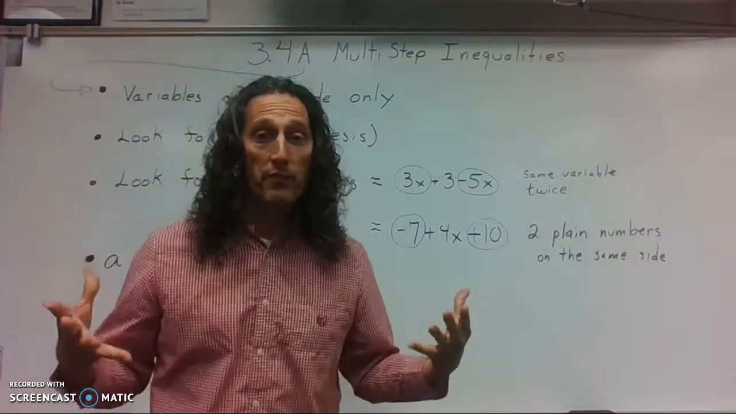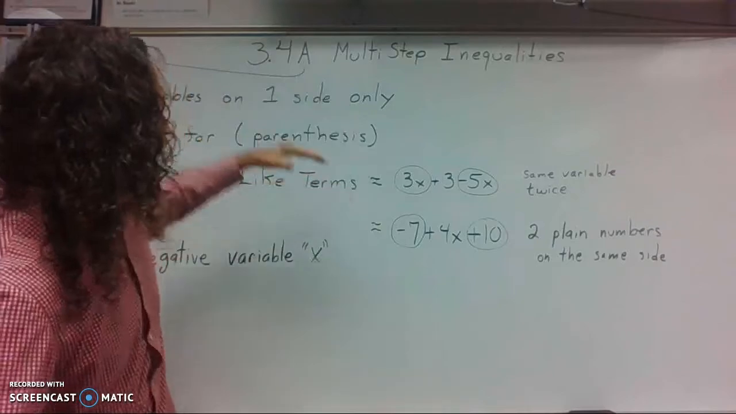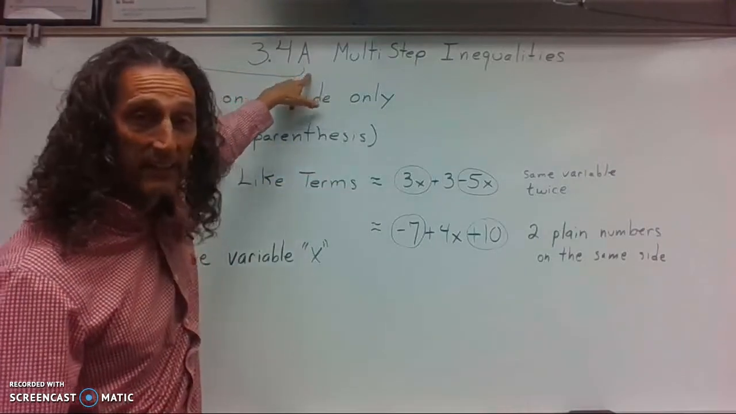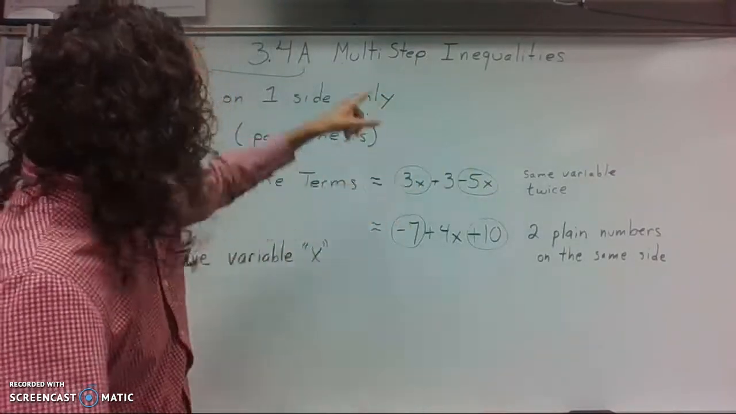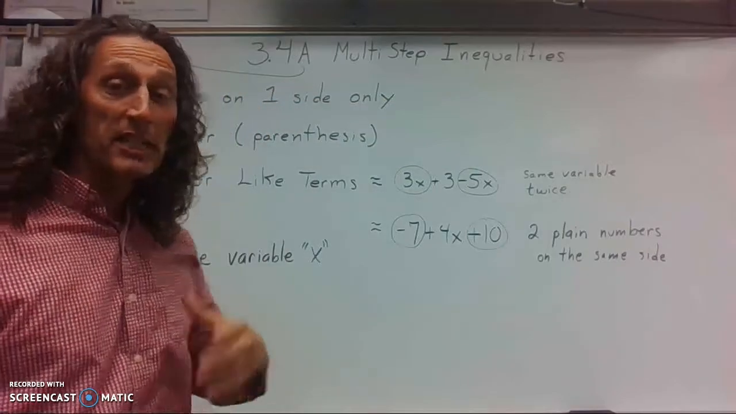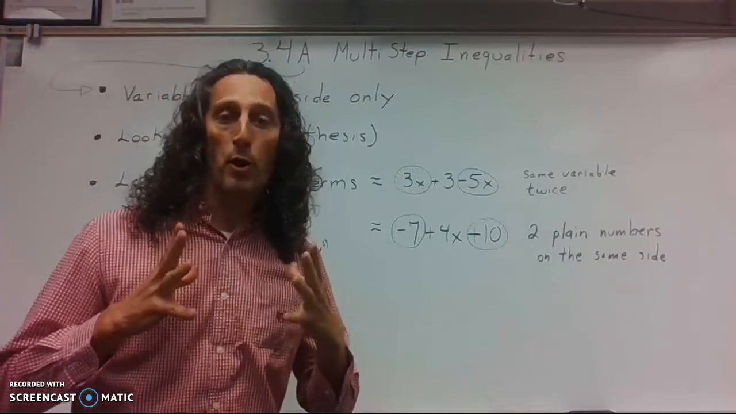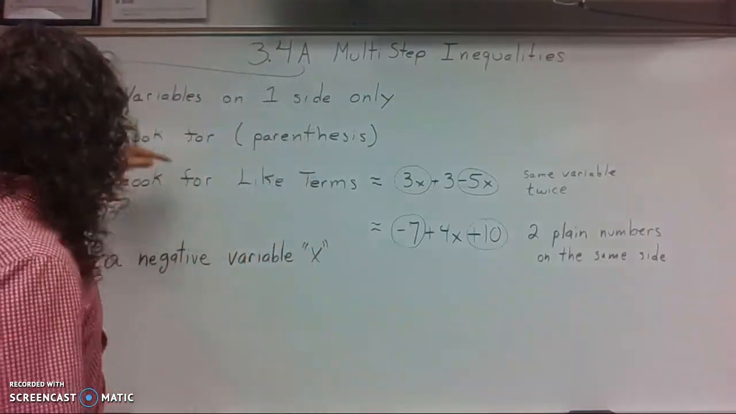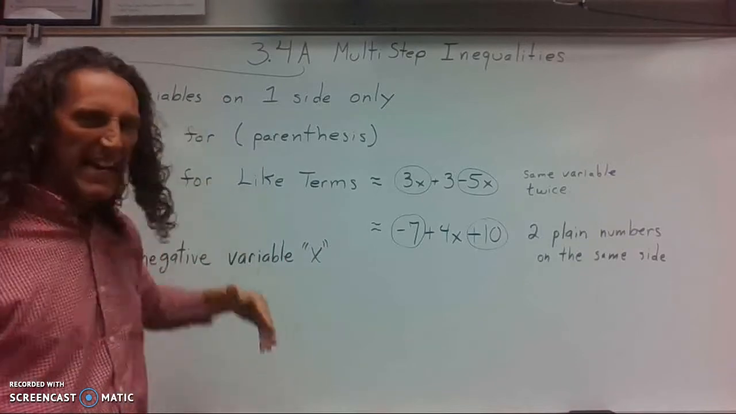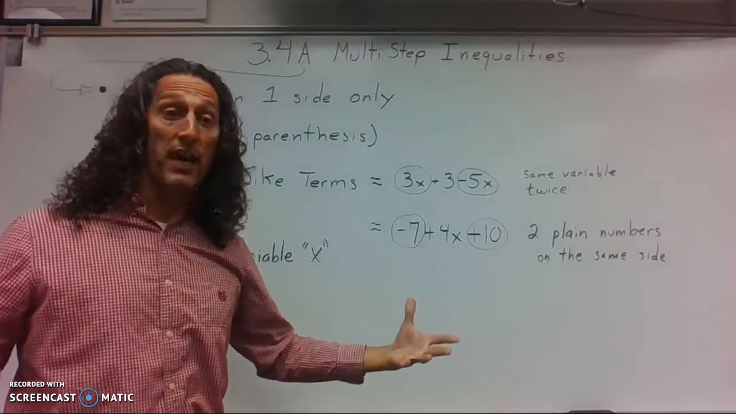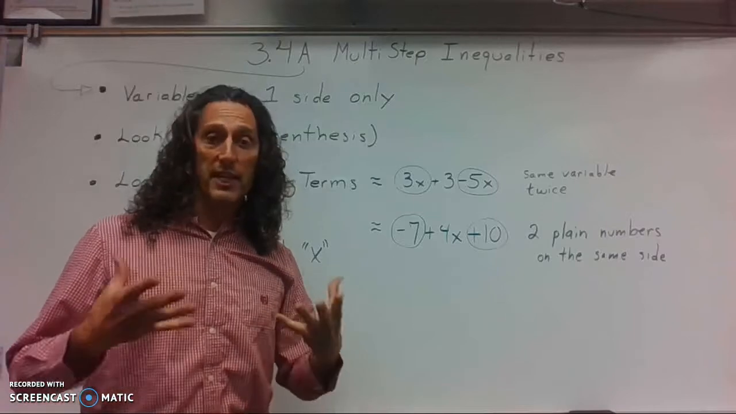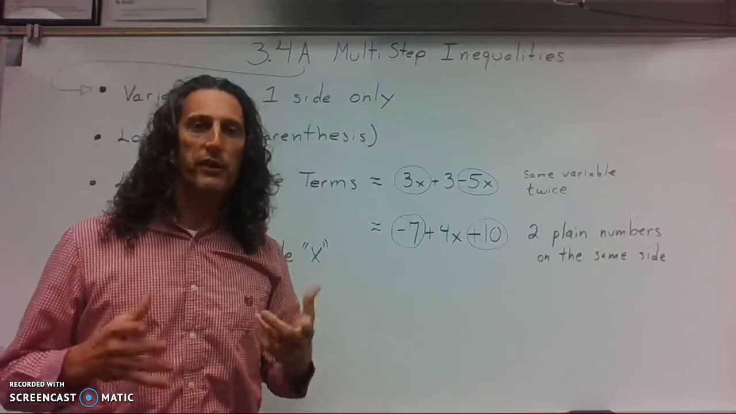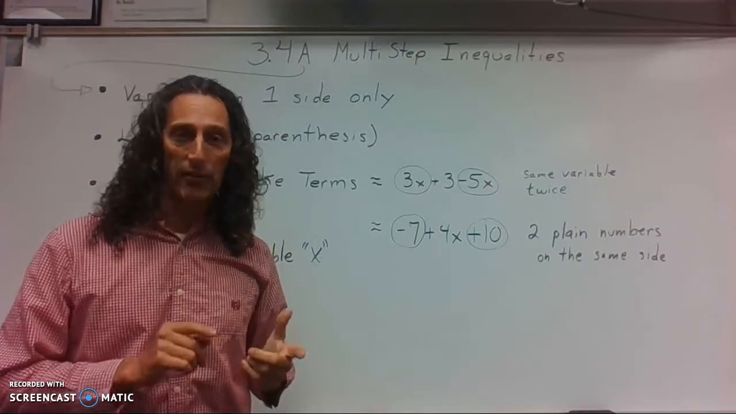All right, now that you have those copied down, so again, this is 3-4A, multiple step inequalities, and you're probably wondering why I have this little arrow. The reason this is going to be part A is that the variables, like X or Y, any letter of the alphabet, are only going to be on one side of the equal or the inequality sign. So we're only going to have the variable on one side, right?